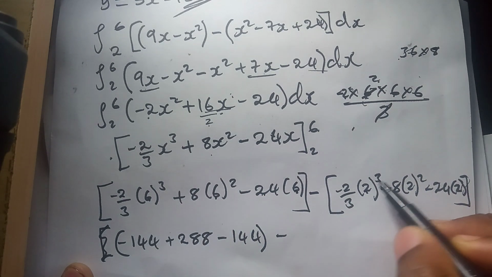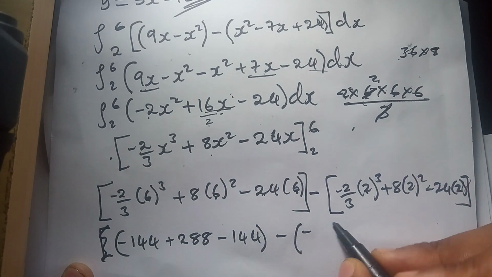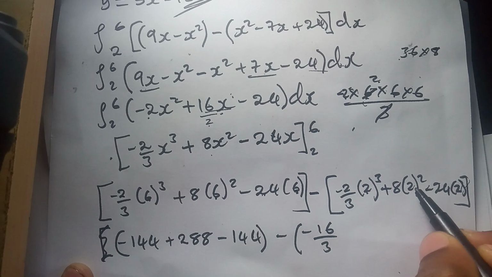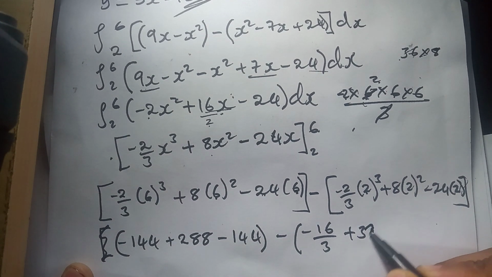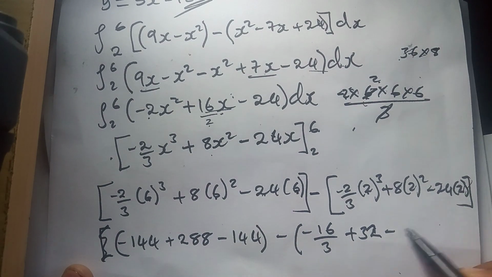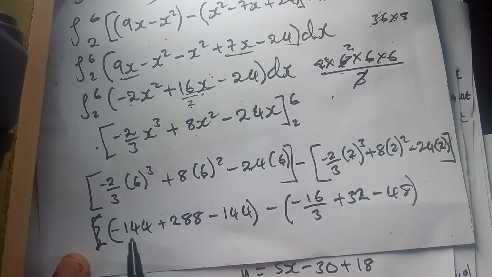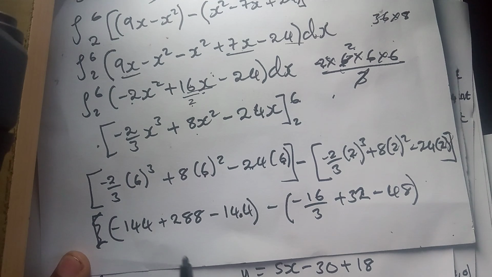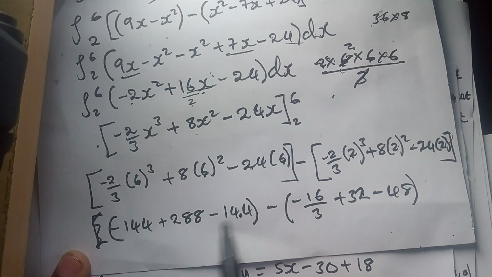And then minus 2 to the power 3 is 8 multiplied by this. This one will be negative 16 over 3. This is 4 times 8, which is 32. And then this will be negative 48. So now we can simplify. Negative 144 plus 288 minus 144 is 0, so when we add these, we just get a 0.